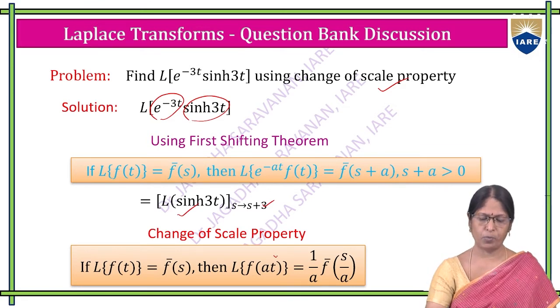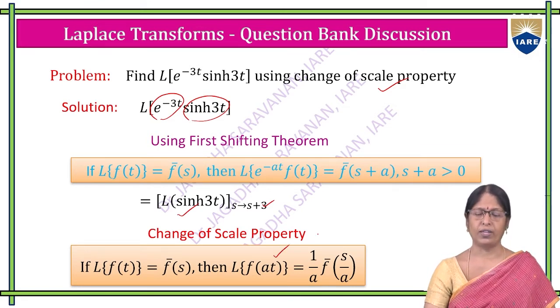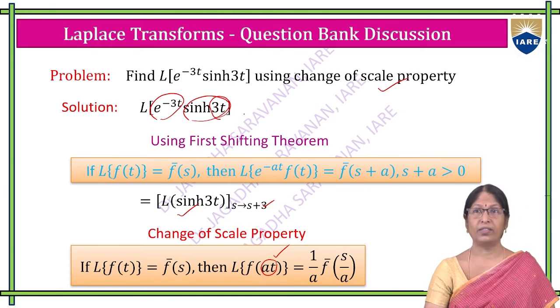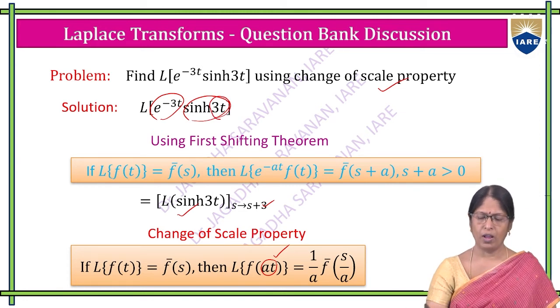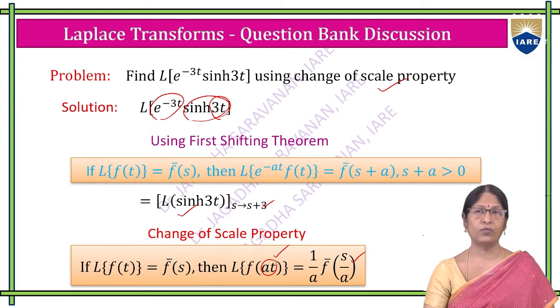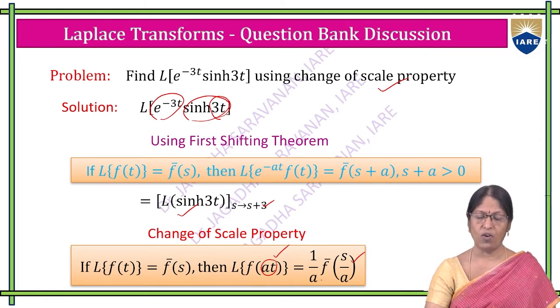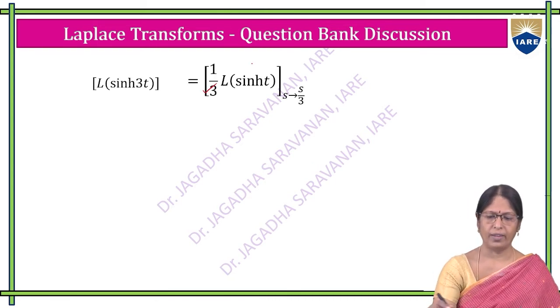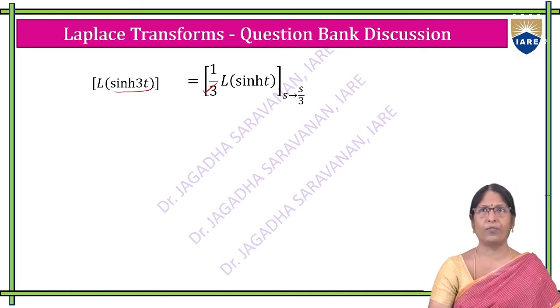The change of scale property: that is f of t, in the place of t, at will be there. Ours is 3t. That means our a is 3. What is the result for the change of scale property? 1 by a, f bar of s, where s is replaced by s by a. So we can see it: 1 by a, f of t. In this, we are taking only f of t, that is sinh t.